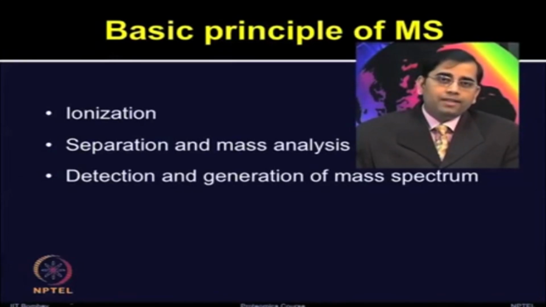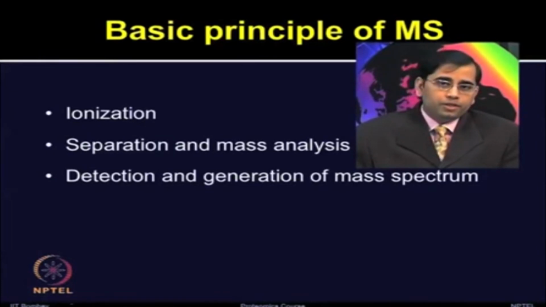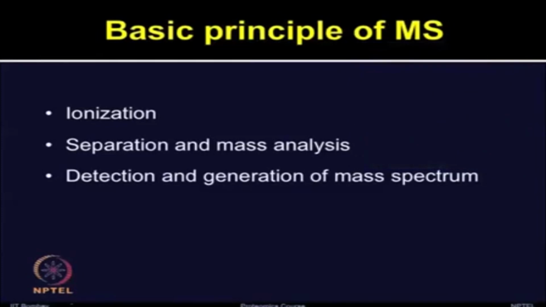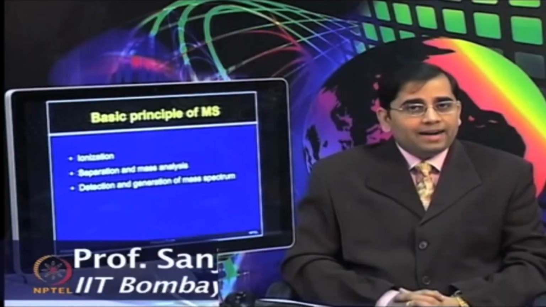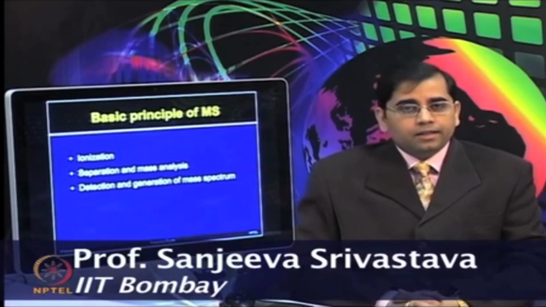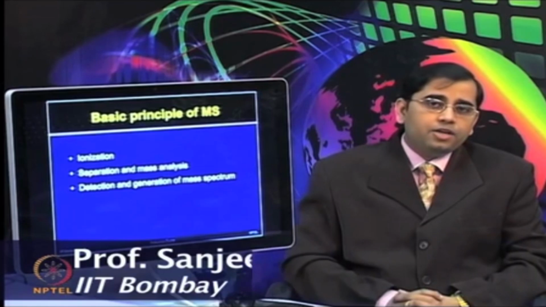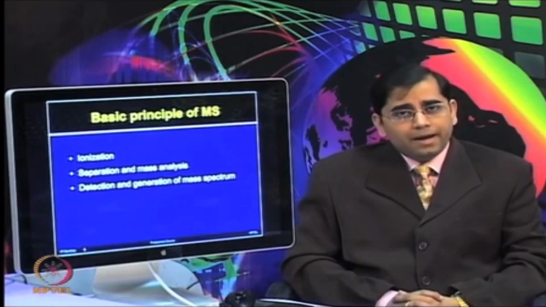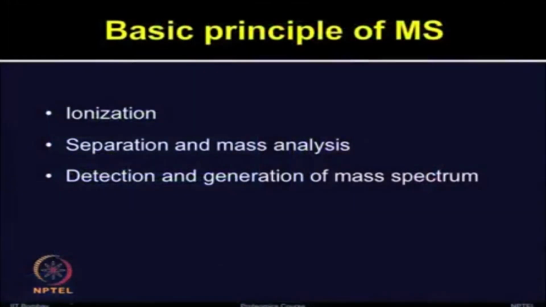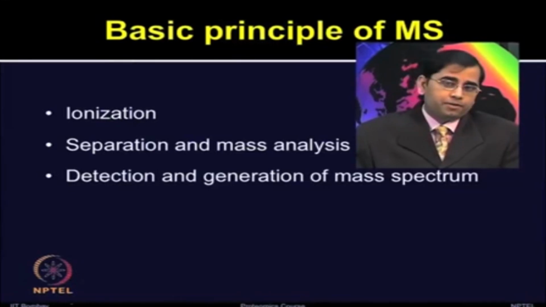The first step is ionization, to convert analyte molecules or atoms into gas phase ionic species. It removes or adds electrons or protons. The second step is separation and mass analysis of molecular ions and charge fragments on the basis of mass to charge ratio. The final step is detection and generation of the mass spectrum. These are the main steps involved in the mass spectrometry operation.